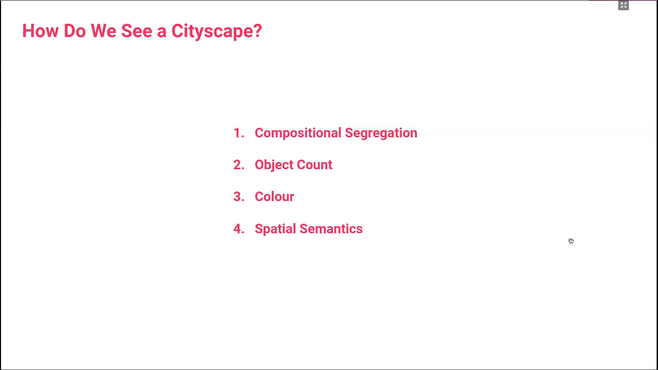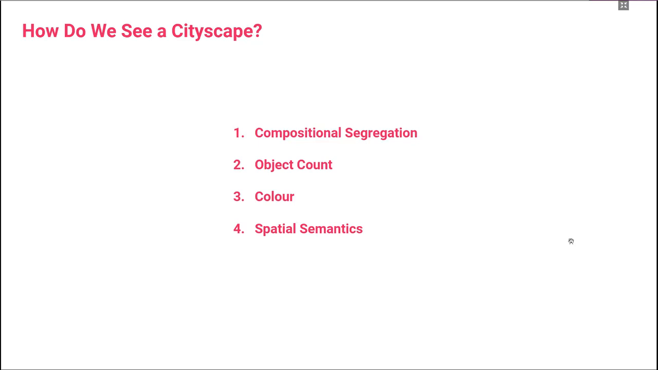So color plays a role in how we read cityscapes, not only in terms of which area it is, but also what time of the day it is. That could also play a role in how beautiful or how safe we find a place to be.